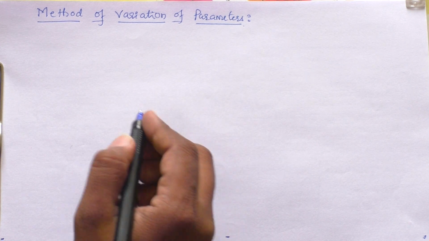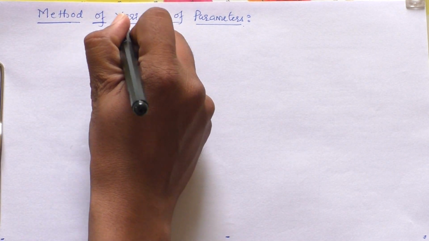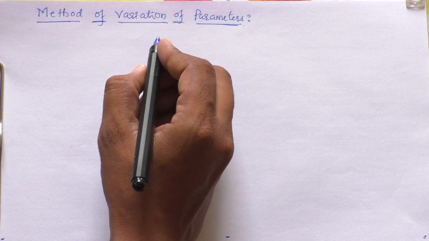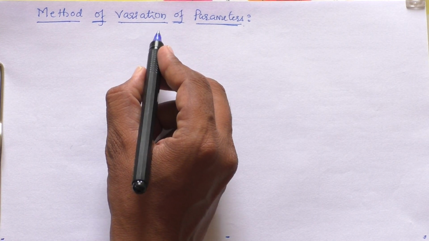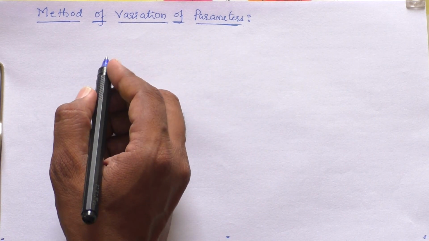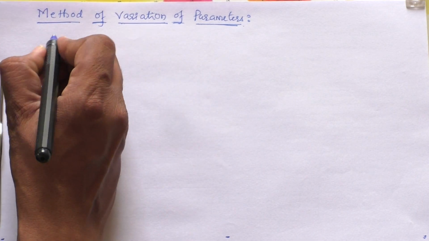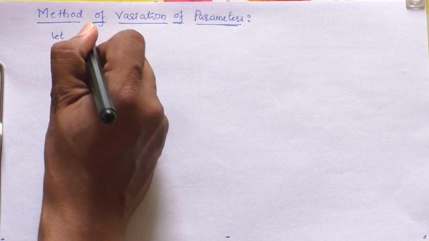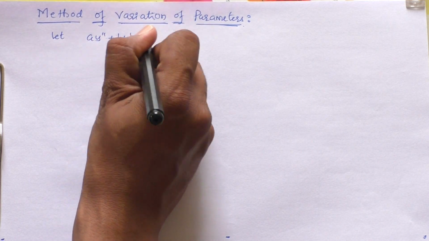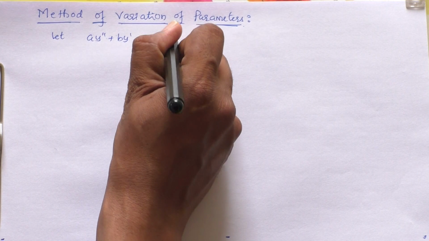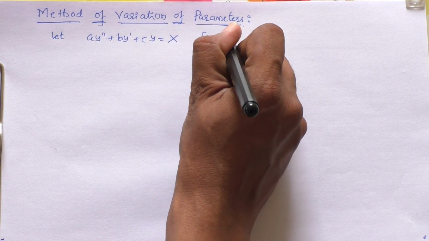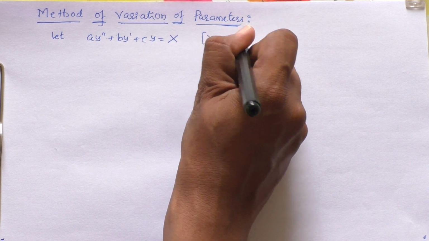Today we'll discuss the method of variation of parameters, that is, how to find the solution of non-homogeneous linear differential equations by applying this technique. Let us consider a non-homogeneous linear differential equation a y'' + b y' + c y = X, where capital X is a function of small x.